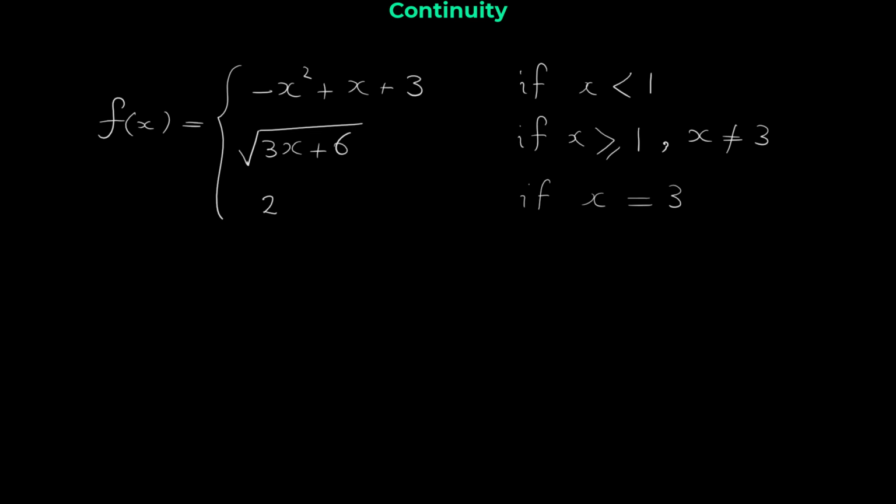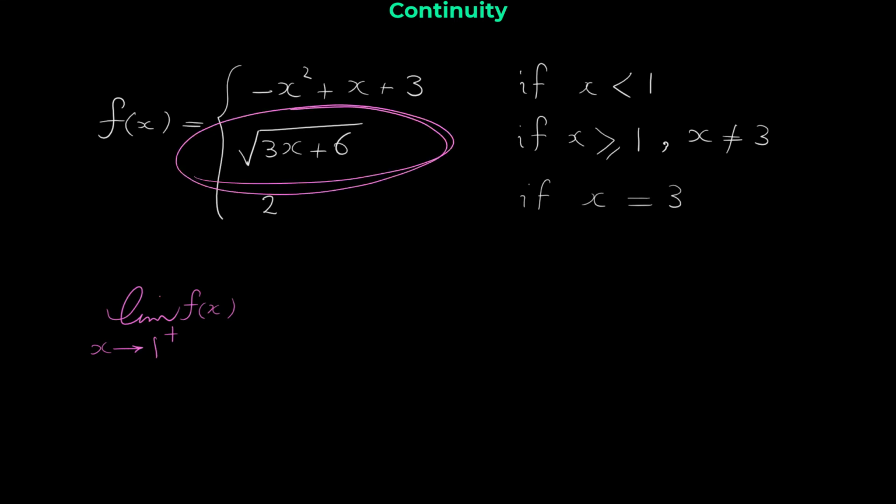The first question is to find the limit of this function when x approaches 1 from the right. First, you have to figure out which of these three equations to use for finding this limit. Because x approaches 1 from the right, x is greater than 1, meaning x approaches 1 from values greater than 1. So we have to use this equation based on this rule.